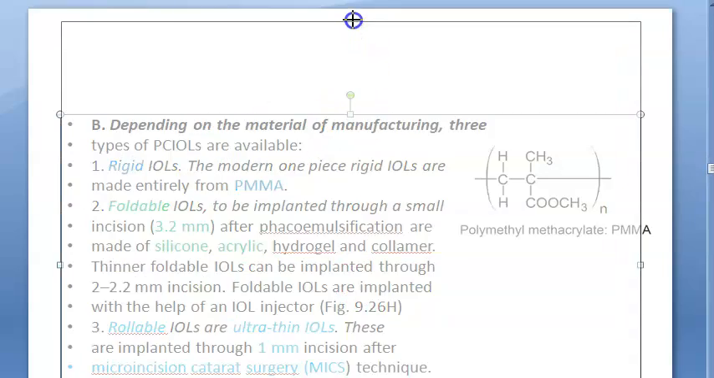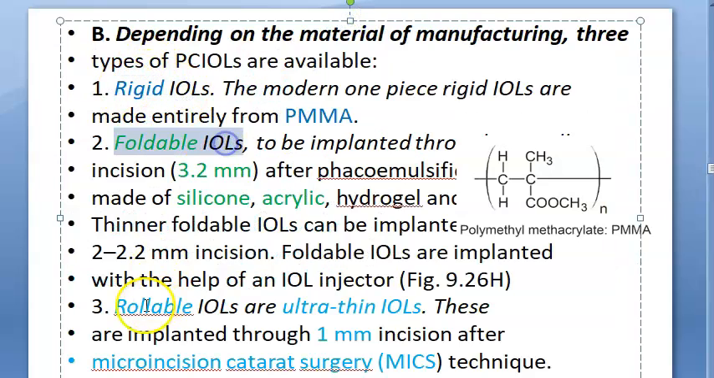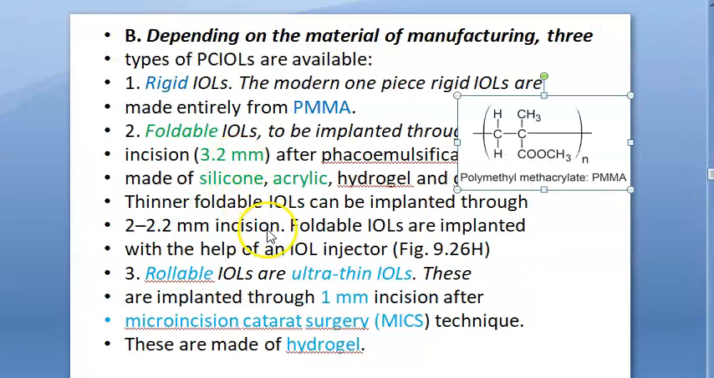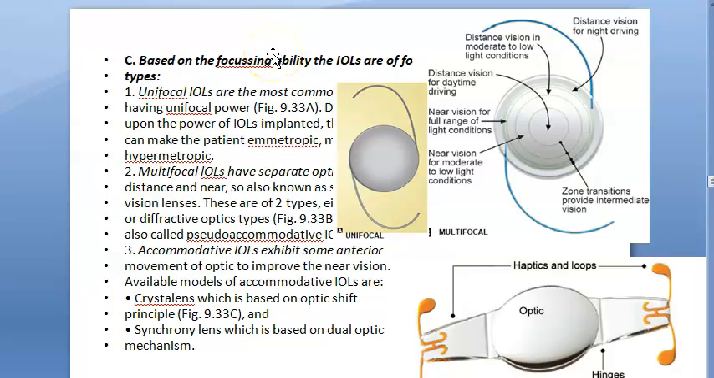Based on the material, you have IOLs like rigid IOL, foldable IOL, and rollable. Three things. Rigid is made up of PMMA. Foldable will go through an incision of 3 millimeter and is made up of silicone and acrylic. Rollable will be ultra thin, made up of hydrogel. It has to go through 1 millimeter of incision, for example in micro incision cataract surgery. Remember, PMMA means polymethyl methacrylate. Okay.